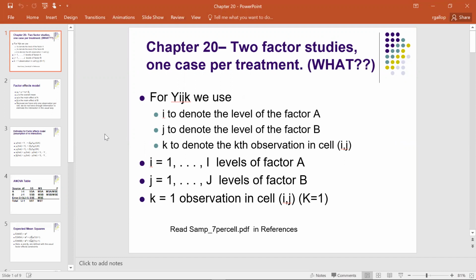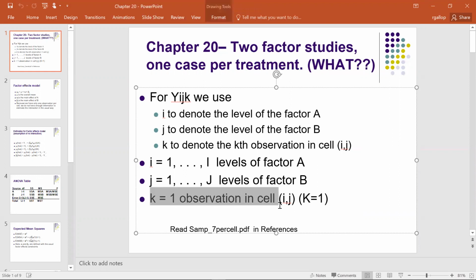Another area of the book that I don't agree with, in this case chapter 20, says you have a two-way ANOVA, but we have 1 observation per cell. If you have 1 observation per cell, you're not doing a data analysis. You're just displaying the data either in a graph or descriptively. So namely, we have the same two-way ANOVA, but the most important thing is each cell size is only 1.